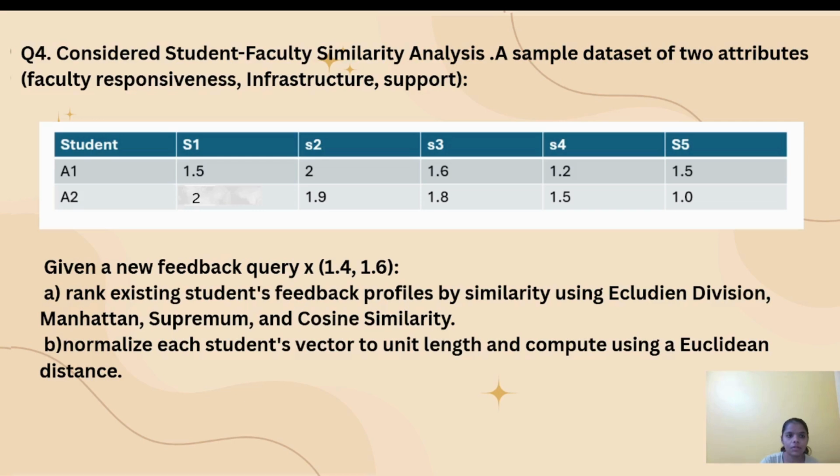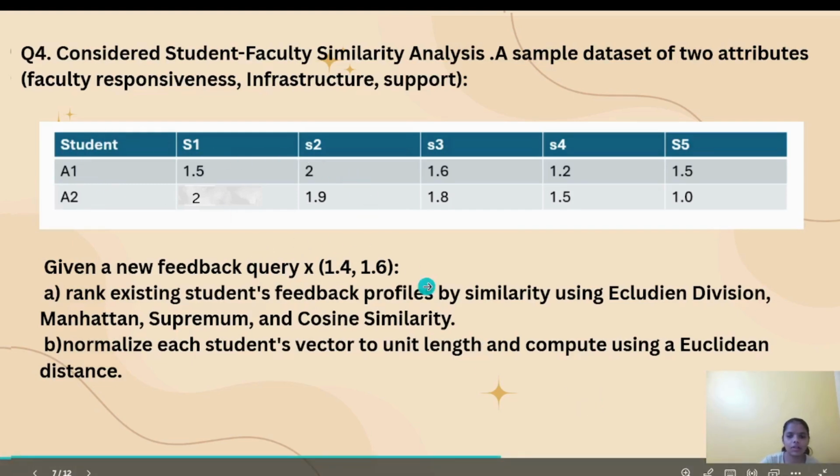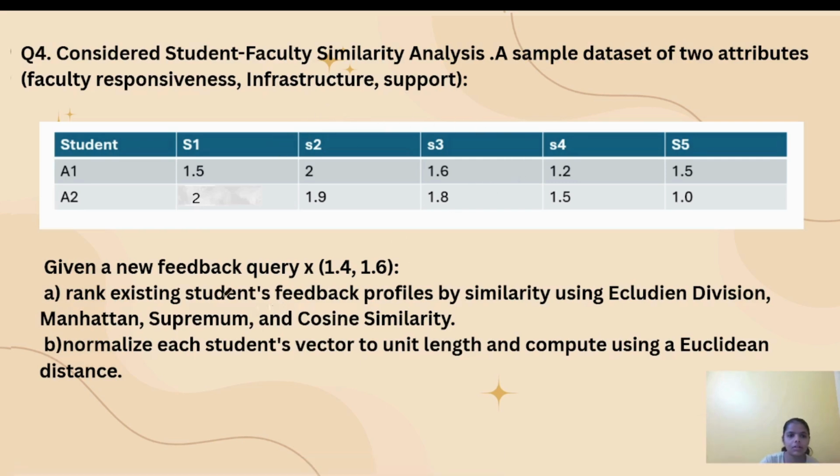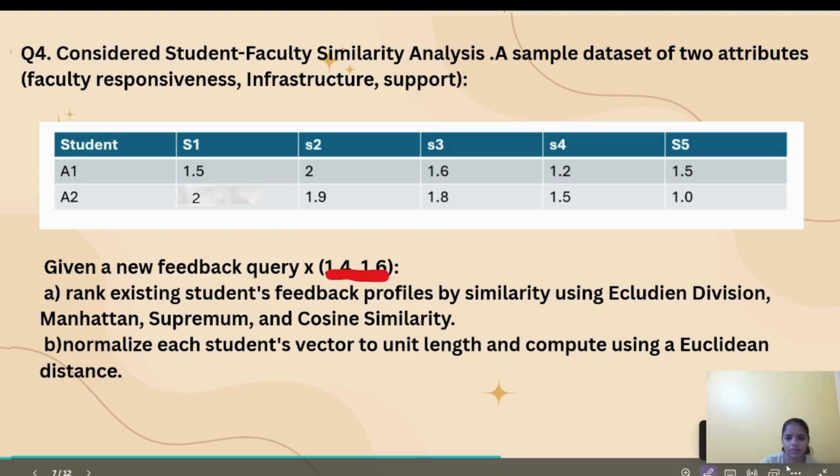Number 4, consider a student faculty similarity analysis, a sample data set of two attributes, faculty responsiveness and infrastructure support. The data is given, as you can see here. Here we have two attributes, faculty responsiveness and infrastructure support, and S1 to S5 are our students. The new feedback query is given, which is 1.4 and 1.6.